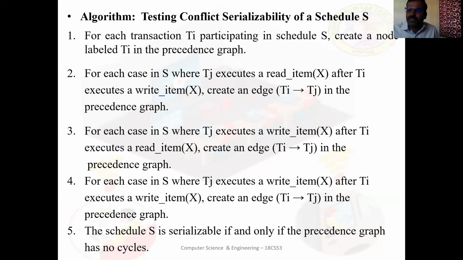The starting node of each edge except the first edge is the same as the ending node of the previous edge, and the starting node of the first edge is the same as the ending node of the last edge. That is called a cycle.